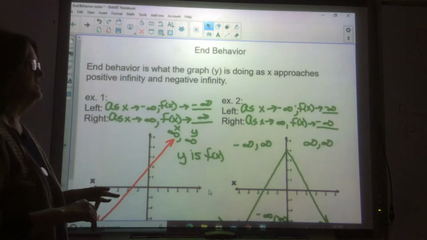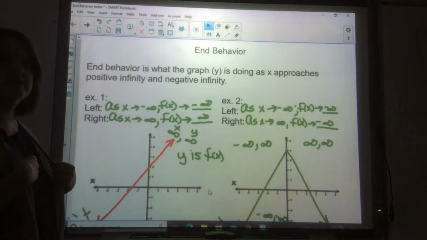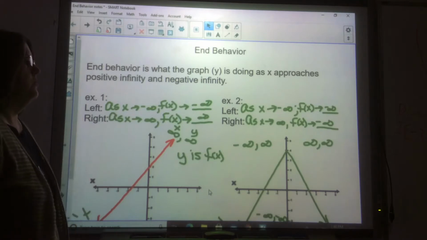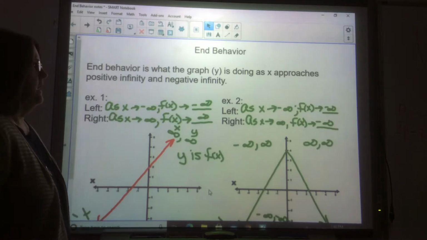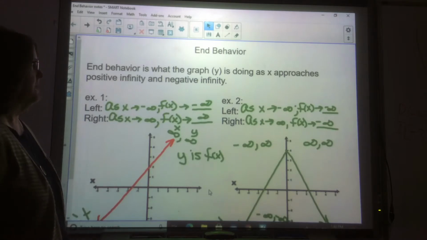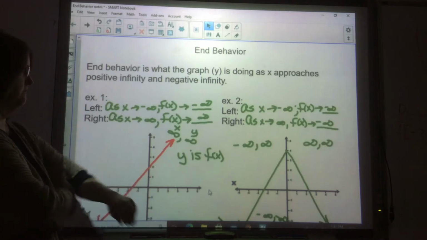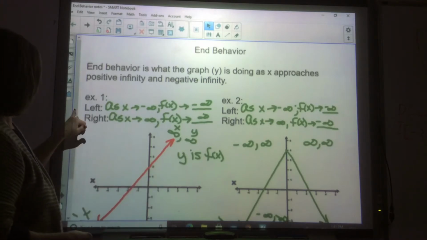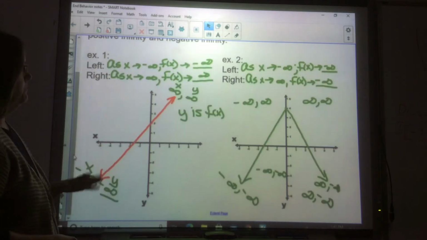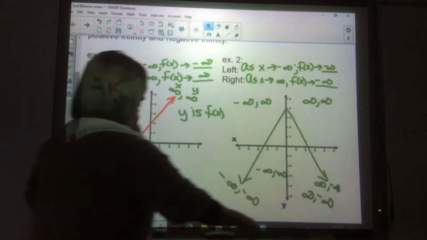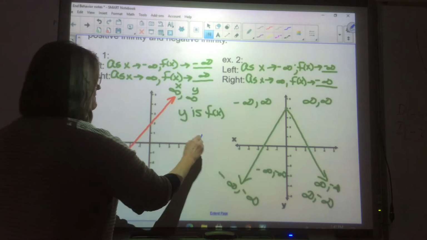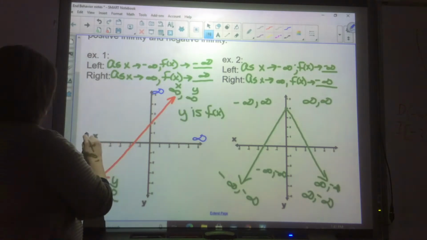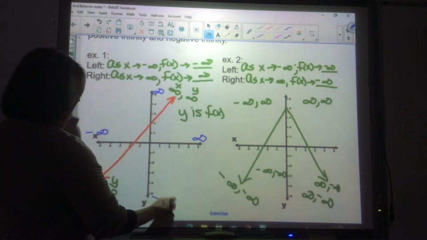The graph characteristic we're going to discuss now is end behavior. What you're doing is looking at the graph and seeing what y is doing as x approaches infinity and as x approaches negative infinity. So you're looking at your arrows on the graph. On this first arrow, remember how we label. This is infinity, this is infinity, this is negative infinity, and negative infinity.